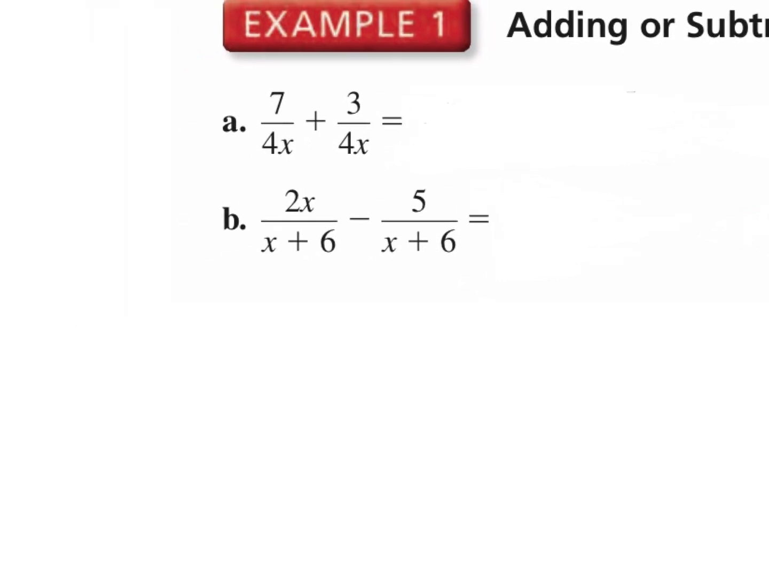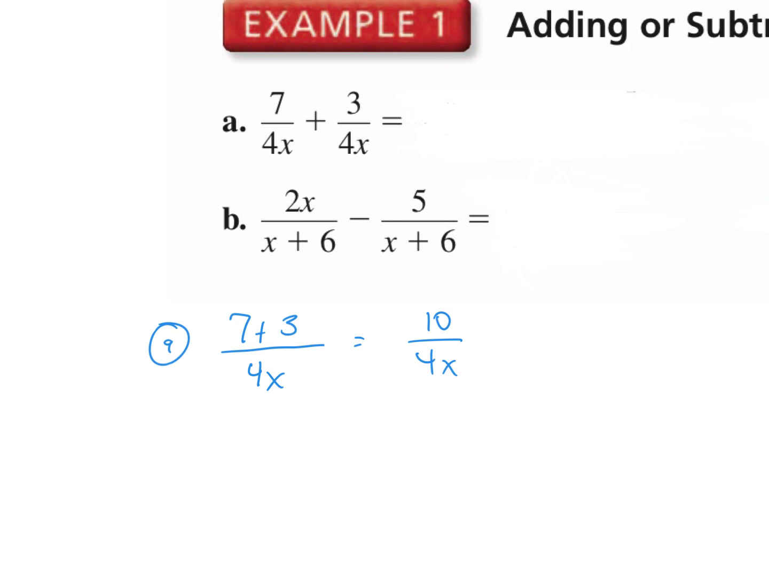So what I need to see from you guys, right? Here's A. I have 7/4x plus 3/4x. First thing we do, guys, notice, are the denominators the same? Yes. Since they are the same, you can write the numerator together. What this becomes is just 7 plus 3. Everybody with me? What is 7 plus 3? 10. So this becomes 10/4x. I keep the denominator the same. You add the numerator since there's an addition sign.